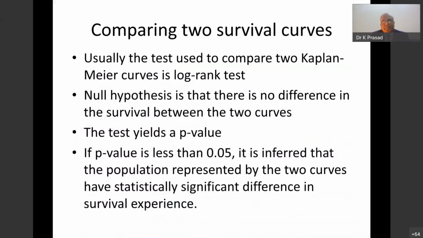Now, if you have to compare two survival curves, usually they use what is called the log rank test. I'm not going into what the log rank test does because that is happening inside the computer. But the null hypothesis is that there is no difference in survival between the two curves. So basically, they are overlapping. If you had confidence intervals, you will find they are touching. But just by eyeballing, you cannot always pick up whether there is a significant difference in survival or not. So you have to have a p-value. If the p-value is less than 0.05, most of the time it is inferred that the populations represented by the two curves have a statistically significant difference in survival. Now, that may or may not be clinically important, but that is what the log rank test tells us.